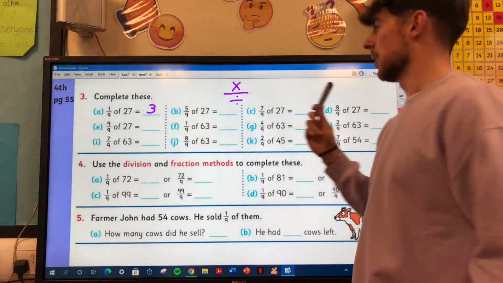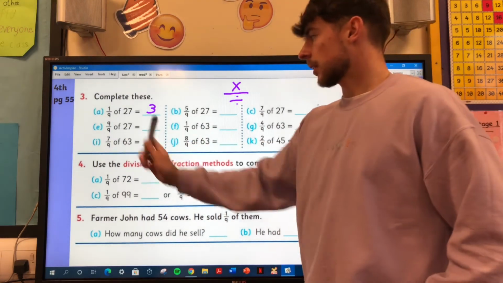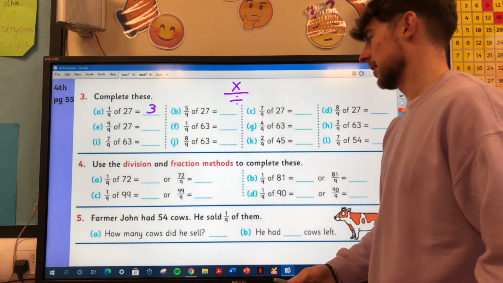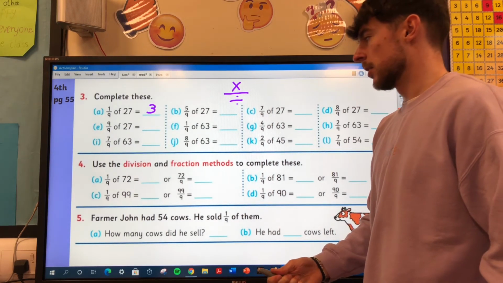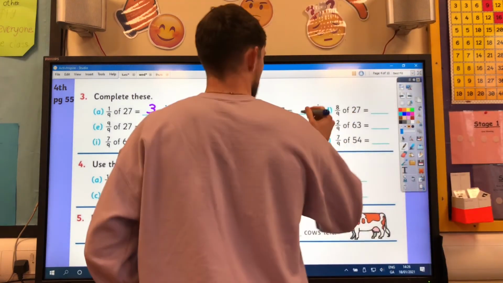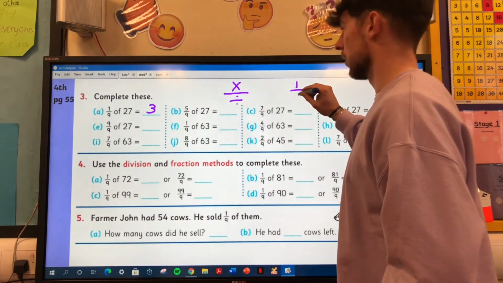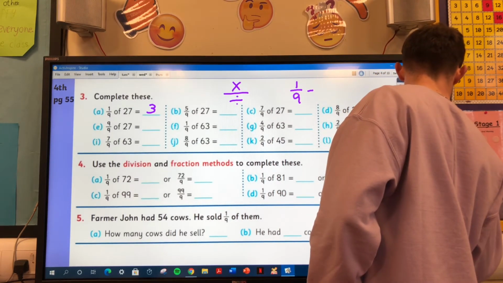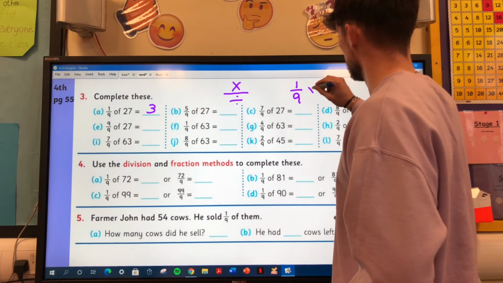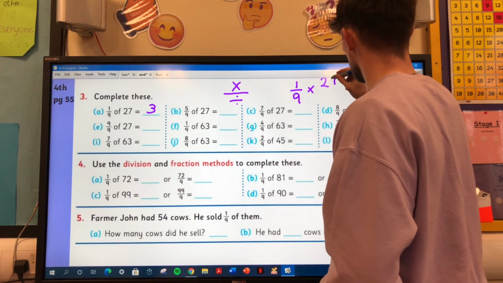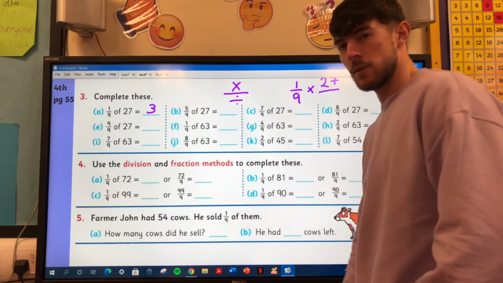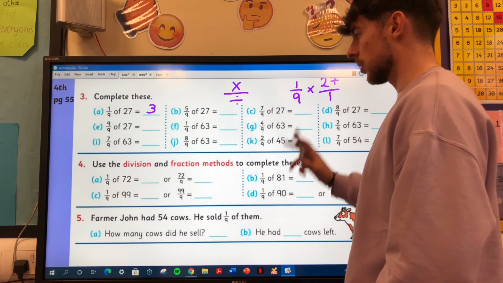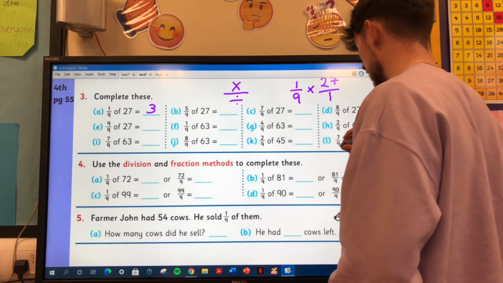You know how to do this. This should be very easy for you. Okay, so do all these. You should have no problem with those. And then we have to use the division and the fraction methods to complete these. Alright, so we know the fraction method. Remember I taught you before? So we have, for example, 1/9 of 27. And what do we say 27 was again? Over 1. Okay? So these should be very easy for you, and you should get these no problem.